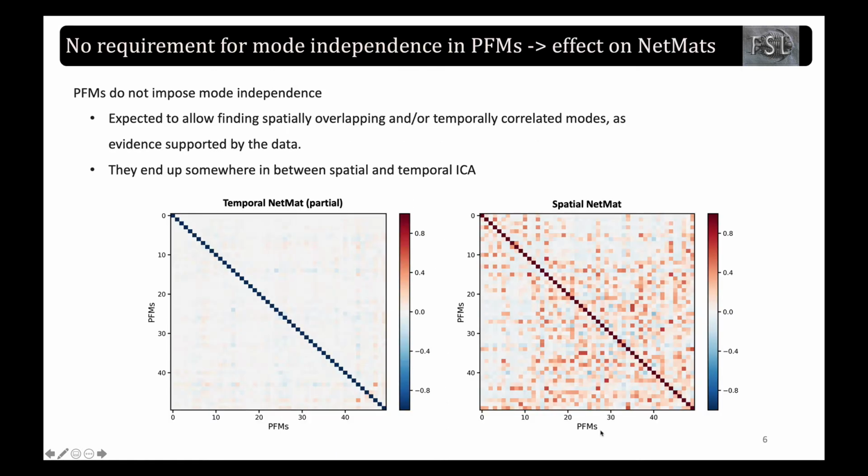And so that was one of the goals with developing PFM, is to remove the independence constraint, so that the model doesn't require independence either in the temporal domain or in the spatial domain. And as a result, the findings that you get from Profumo or PFM sit somewhere in the middle, where you can see here is a group average temporal network matrix on the left and a group average spatial network matrix on the right. And so you can see it finds substantial overlap spatially between networks, but there is also weaker but meaningful temporal interactions between networks.